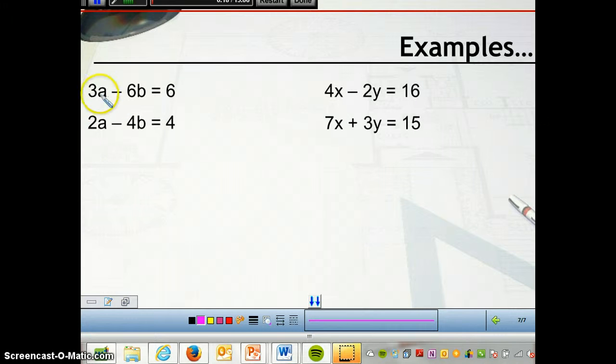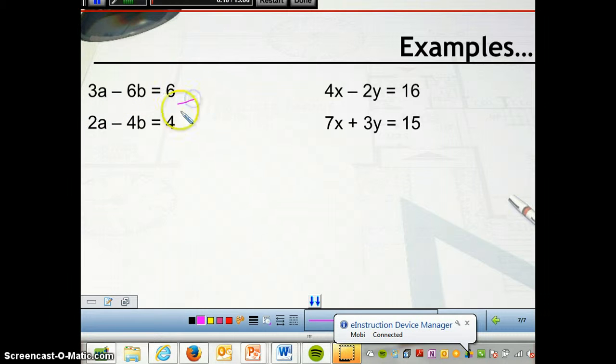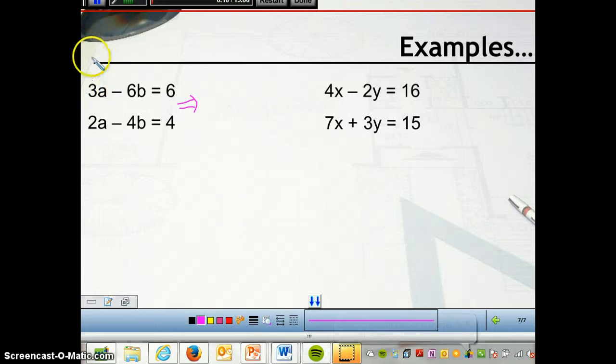So if you look in here at the first one, that's a 2, that's a 3. Nothing's going to eliminate. That's a 4, that's a 6. So I'm going to have to take both equations times something to get a variable to eliminate. So you know what I'm going to do? I'm going to take the, our choice. We want to make basically like a common denominator.